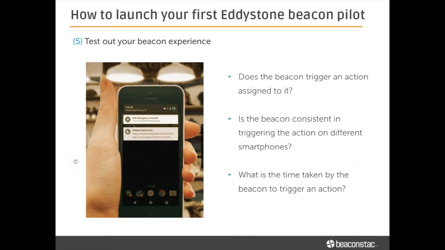So you might want to check if your Beacon is triggering the action assigned to it in any space around the Beacon range. Also, you might want to check if the Beacon is consistent in triggering the action across different smartphones. You could come up with a list of smartphones widely used by a consumer base and check for each of them individually. You also want to check the time taken by the Beacon to trigger an action. This is very critical because any delay in the Beacon experience is something the customer would definitely not want. So you might want to optimize all of this before you go ahead and run a pilot.